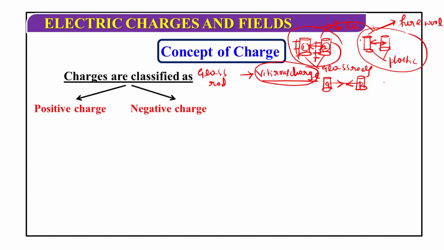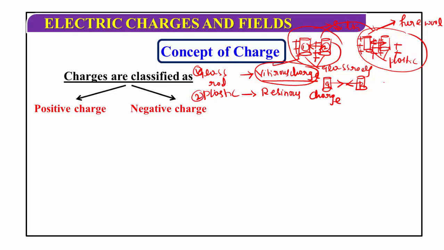And the charge developed on the plastic rod when rubbed with wool or fur is called resinous charge. The charge developed on the glass rod when it is rubbed with the silk cloth is called vitreous charge.